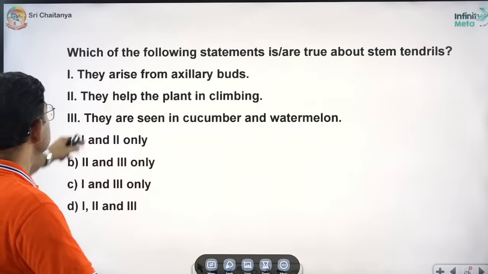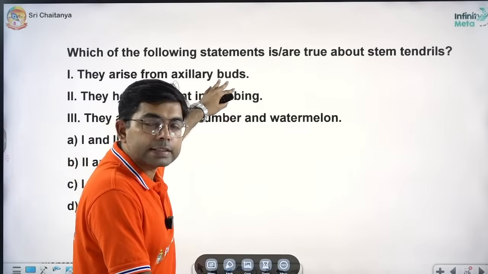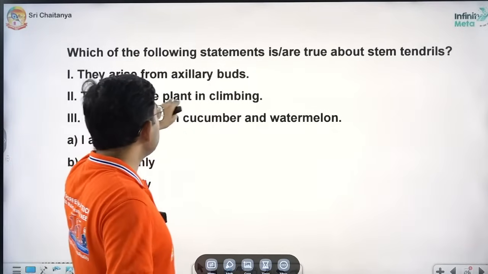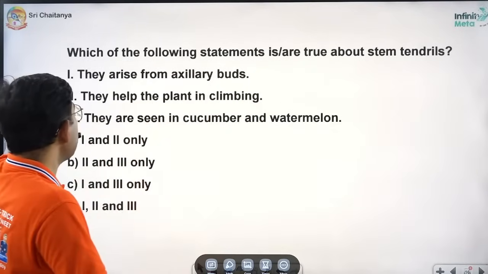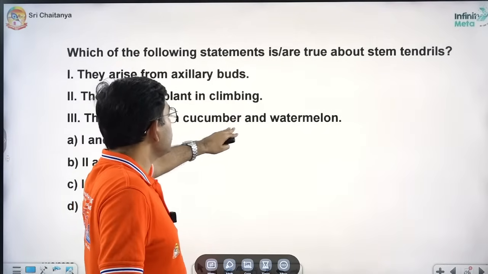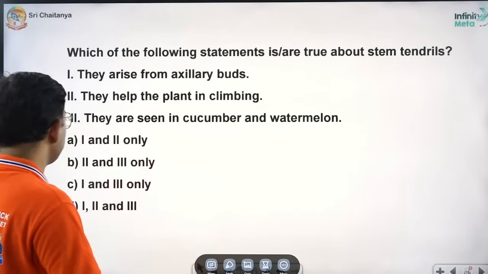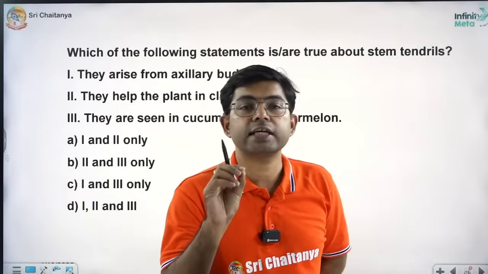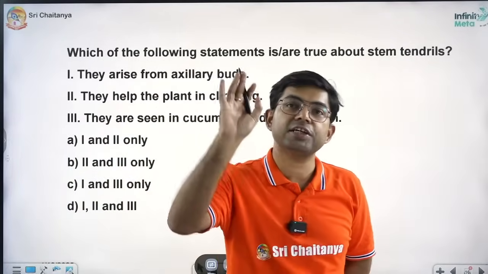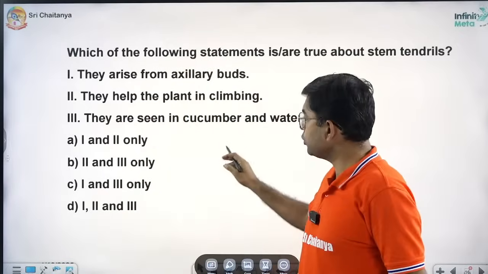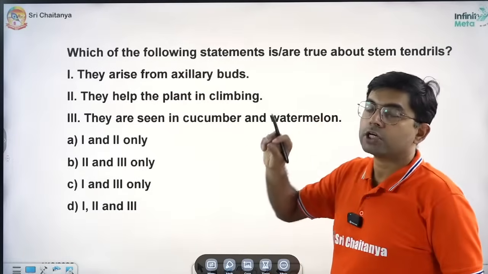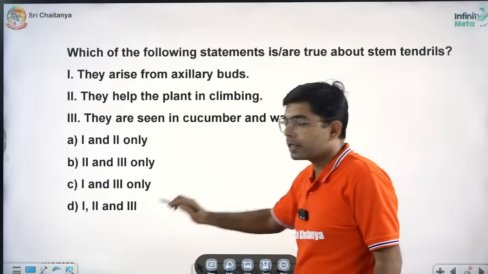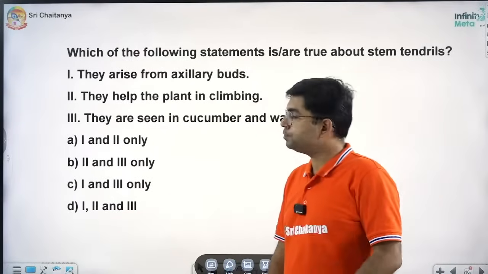Then moving ahead, which of the following statement is true about stem tendril? So stem tendril arises from the axillary bud, right? Yes, stem tendril form from axillary bud. They help the plant in climbing, again correct. And they are seen in cucumber and watermelon. See, there are two types of tendril. One is called stem tendril, another is called leaf tendril. Leaf tendril is found in pea and stem tendril is found in cucumber and watermelon, which are called gourds and grapevine. So 1, 2 and 3 all are correct. So D is the right answer.